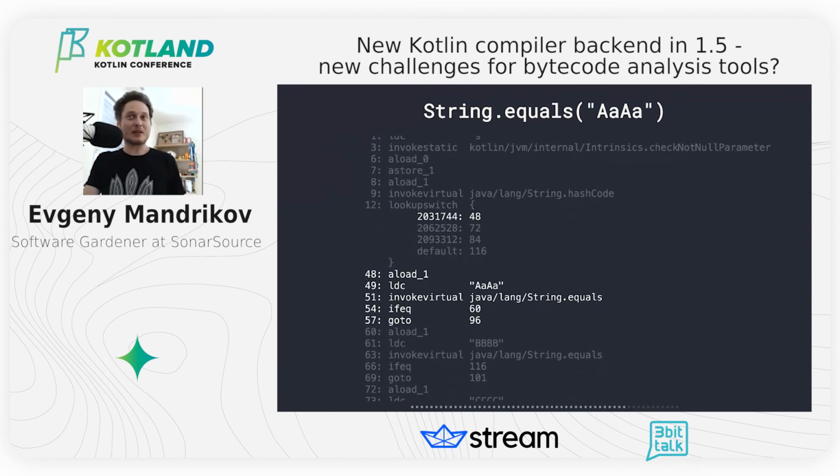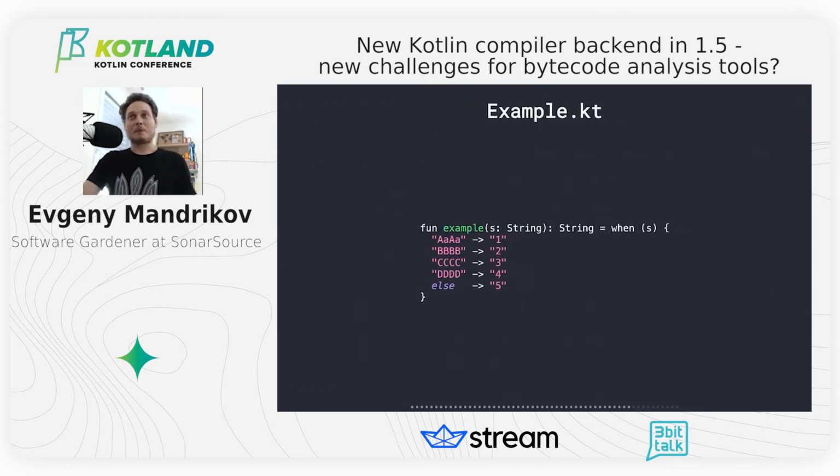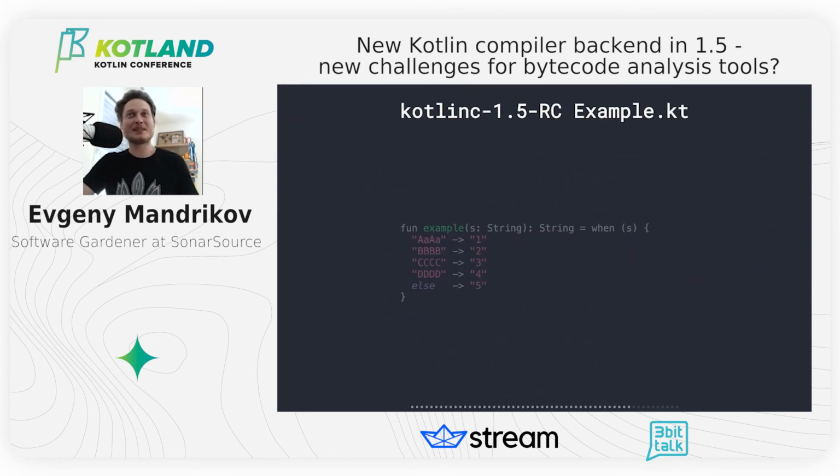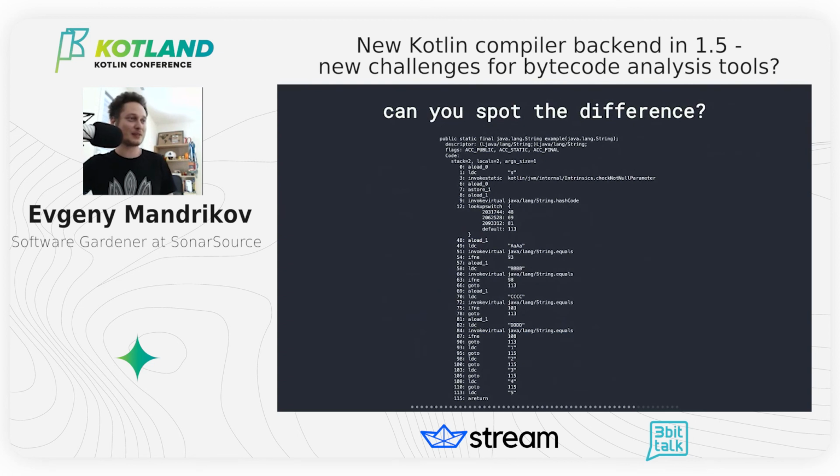Then, if we have some hash code, we still need to check whether it is the expected string or not, because there might be two strings with the same hash code. It's exactly the case here. String A has exactly the same hash code as string BBBB. Bam. What changed? What could you change here in such a simple construction, in such a simple trick to quickly perform when on strings? Let's see. Let's use the Kotlin compiler release candidate. Let's compile. Let's look. Can you spot the difference?